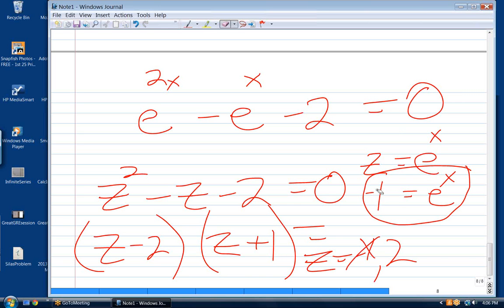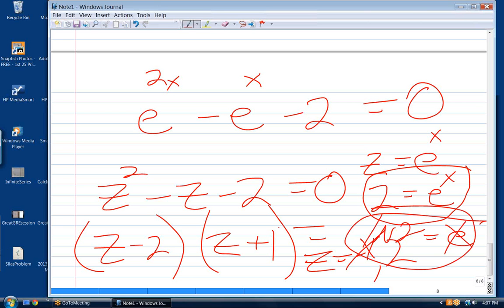But if I plug in 2, the other solution we came up with for z, now I can solve that. Take the natural log of both sides, I get x equals the natural log of 2. And that is the solution.